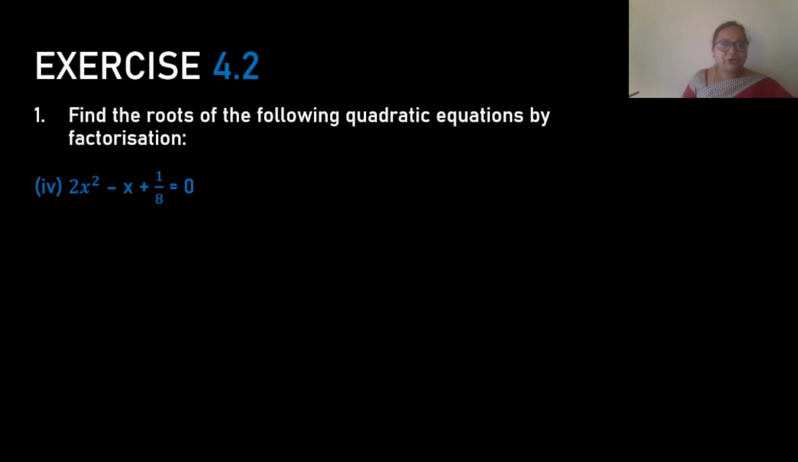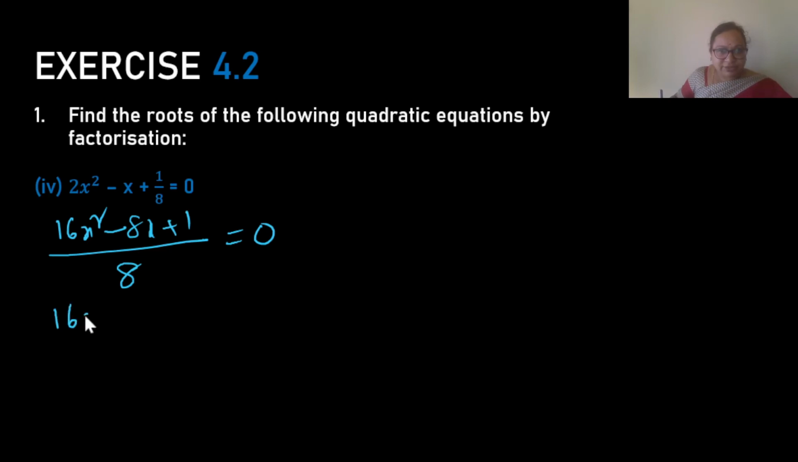Question number 4. 2x square minus x plus 1 by 8 is equal to 0. Here, find LCM. LCM is 8. So here it is 16x square minus 8x plus 1 is equal to 0. Then cross multiplication, 16x square minus 8x plus 1 is equal to 0.